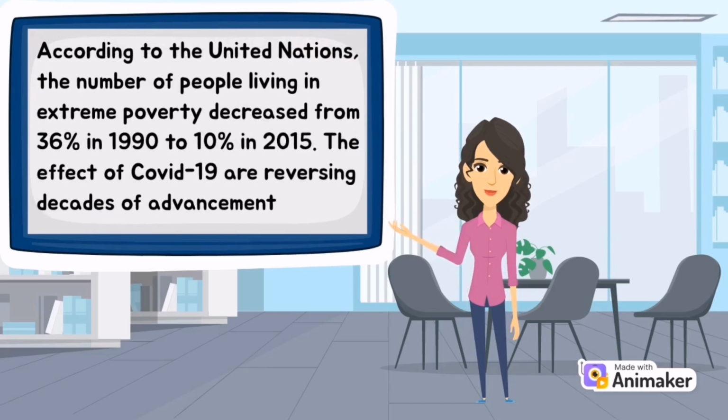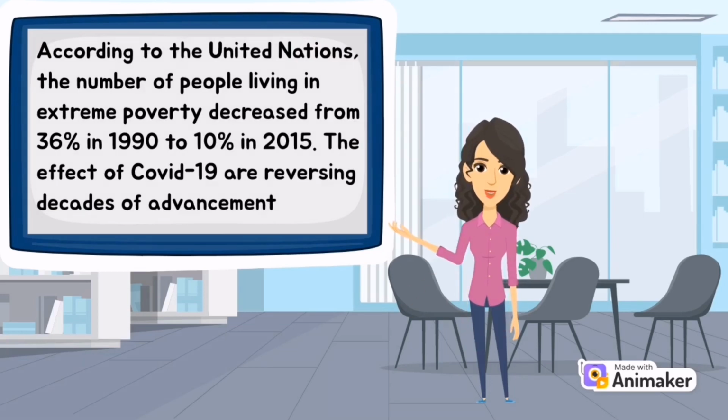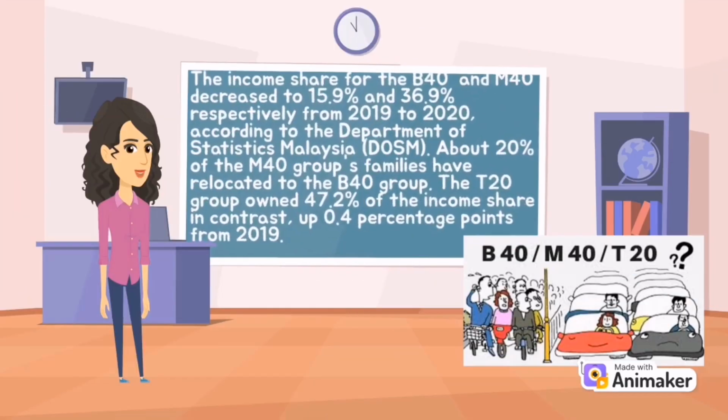Now we will look at the second newspaper, which is the Edge Market newspaper. According to the United Nations, the number of people living in extreme poverty decreased from 36% in 1990 to 10% in 2015. The effects of COVID-19 are reversing decades of advancement.